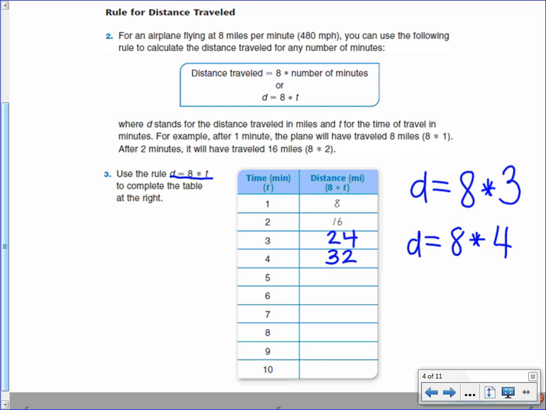Yep. So I will give you a few minutes. I want you to finish the rest of this table. Remember, your rule is 8 times T. So if you just take 8 times whatever T number, it should only take you about a minute.